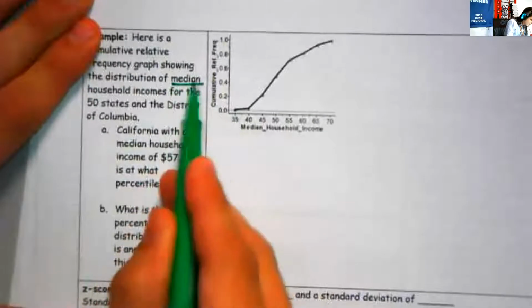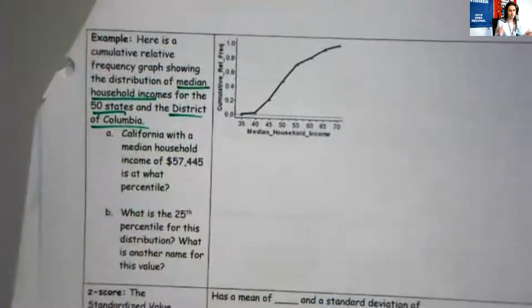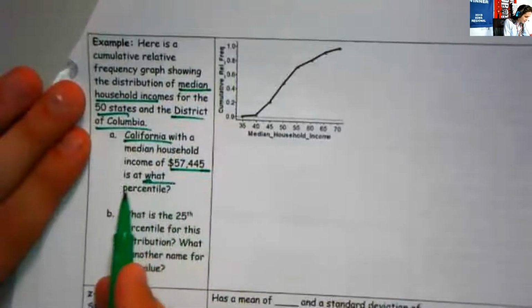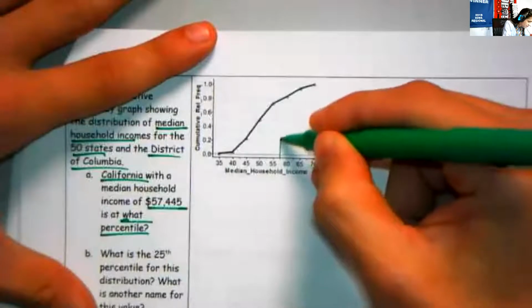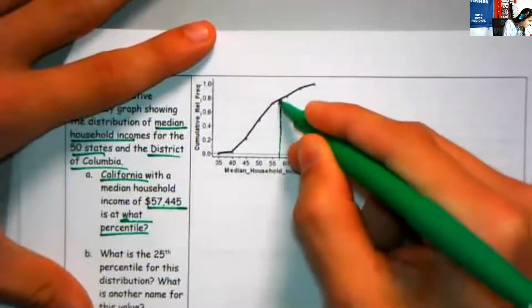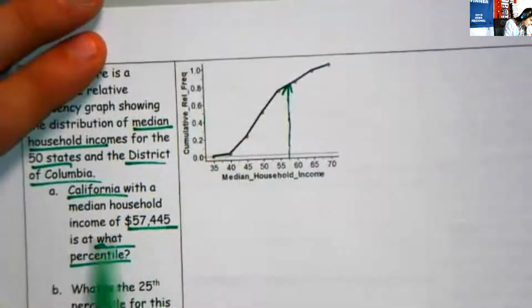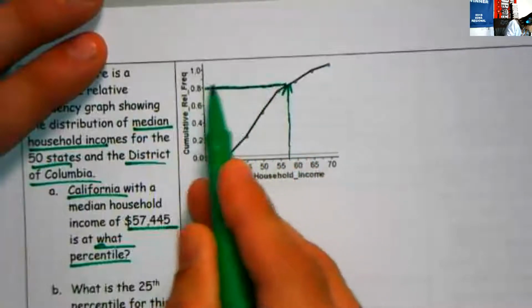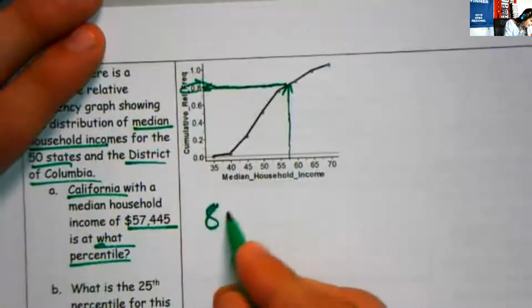Okay, so we've got median household incomes. What was the middle household income for the 50 states and the District of Columbia? So there's really 51 data points here. And then we look and say, California with a median household income of 57,445 is at what percentile? That's right about there. And I draw a line up from 57,000, and I say, okay, what is the cumulative relative frequency? What percentile is it? How much is accounted for up till here? And then I take it over, and I say, okay, looks like California is at about the 80th percentile.